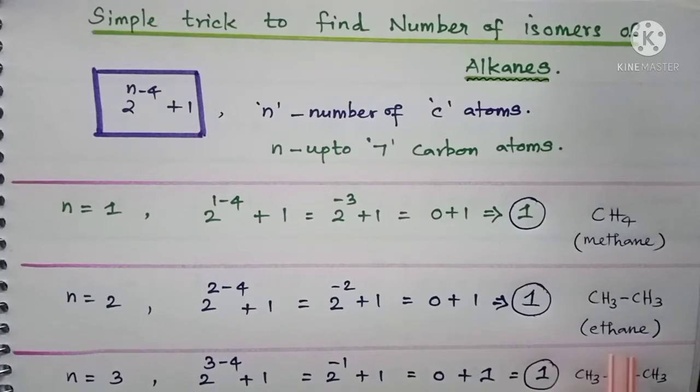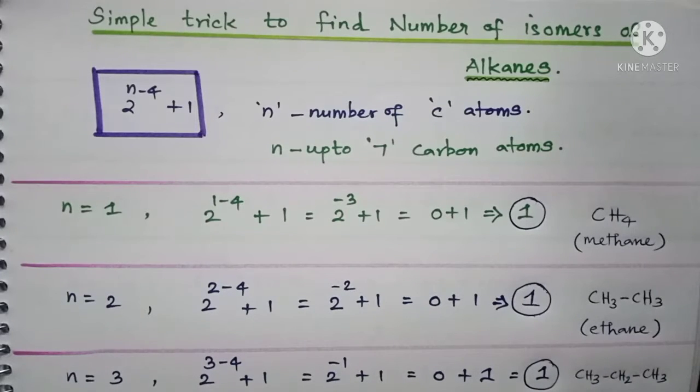The next member is ethane, C2H6, or CH3 single bond CH3. For this, the total number of carbon atoms is 2. So when we substitute in the formula, I get 2 power 2 minus 4 plus 1, that is 2 power minus 2 plus 1. This is a negligible value, 0, so plus 1, 1.